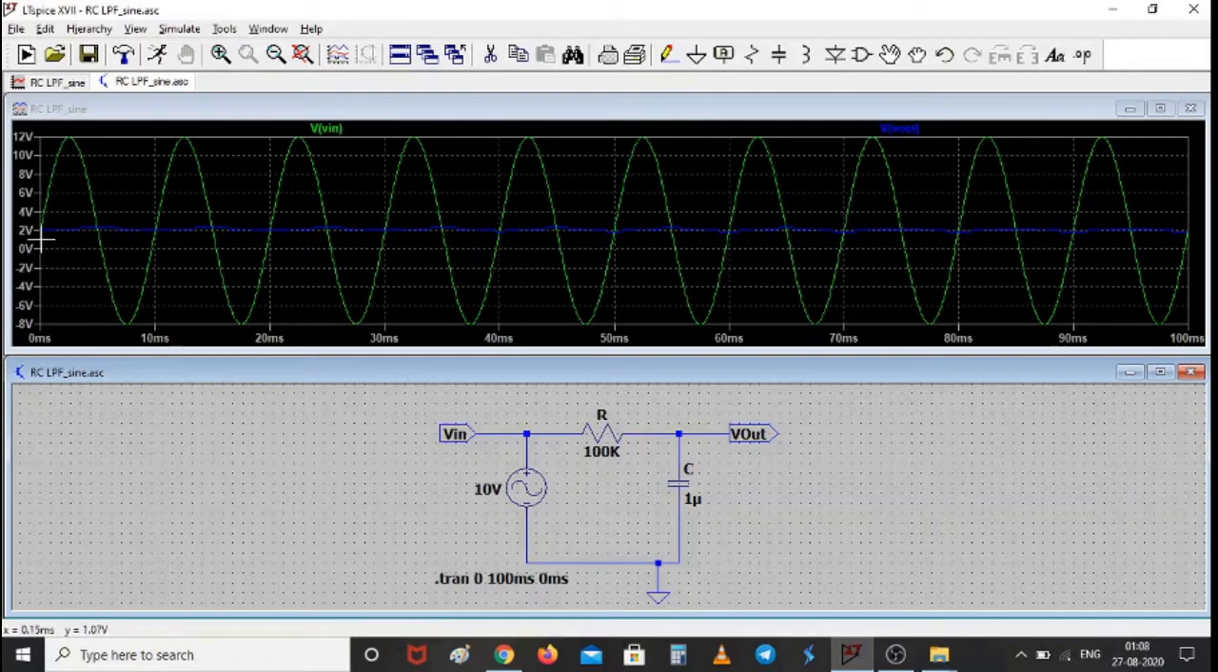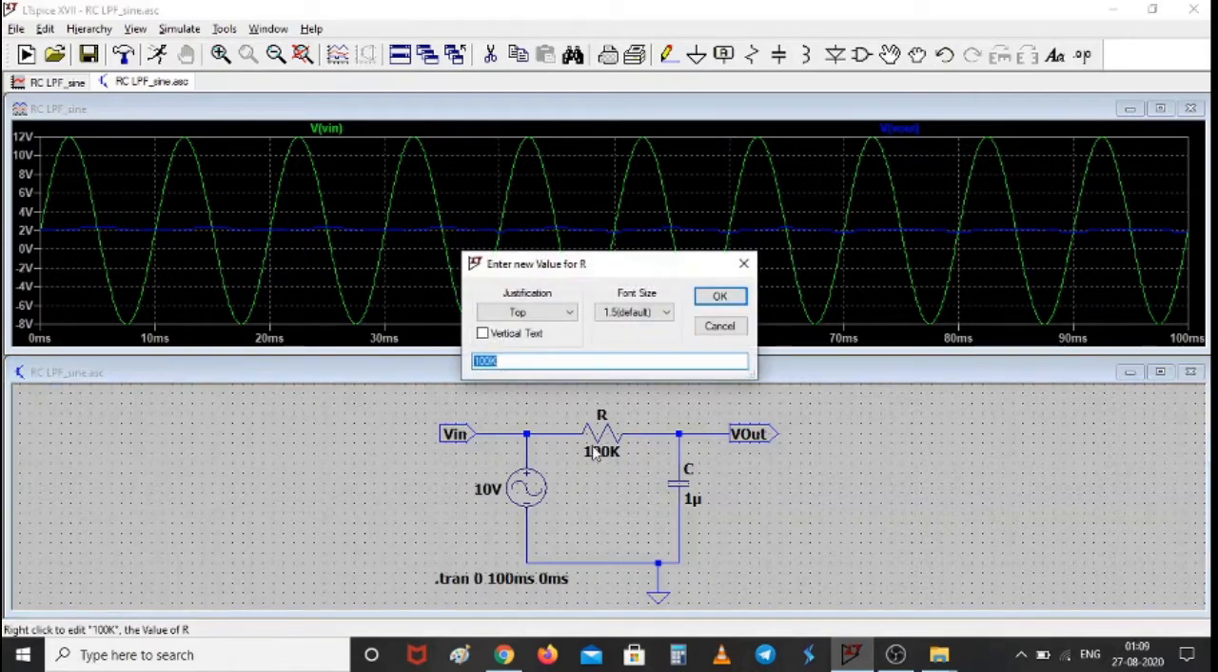Okay, so you could see that my output voltage is almost negligible compared to the input because my RC is very, very large compared to the capital T, right? Your capacitor is not being given sufficient time to reach the maximum value of the input. So that is why your output across the capacitor is almost negligible, right?